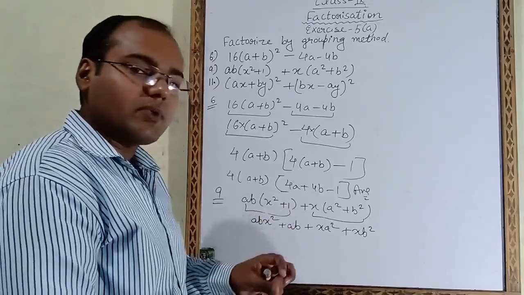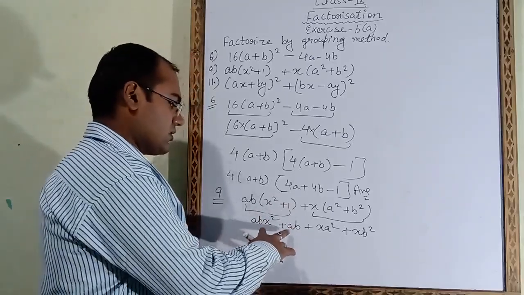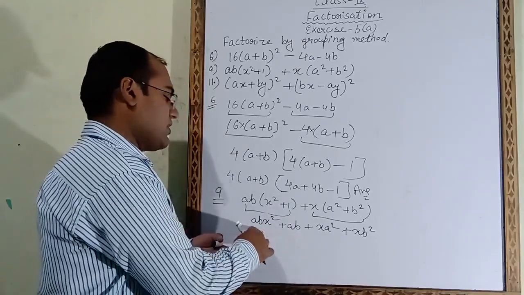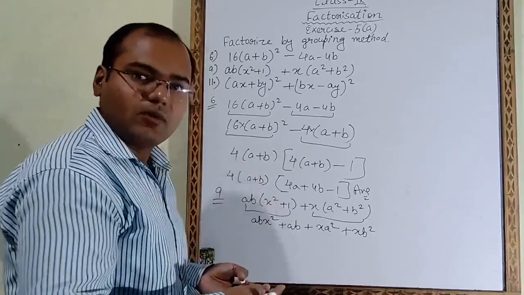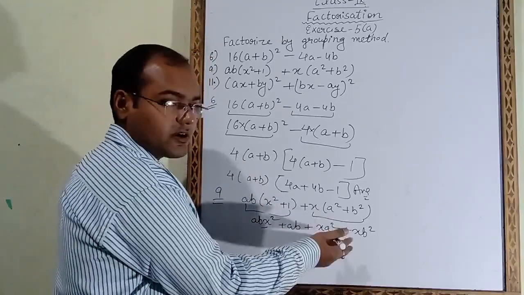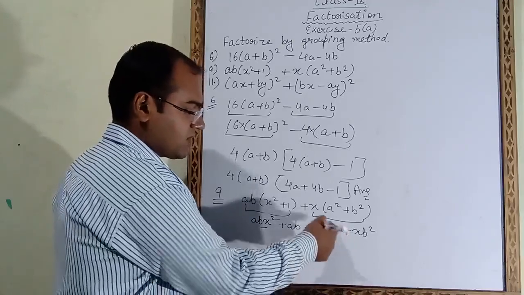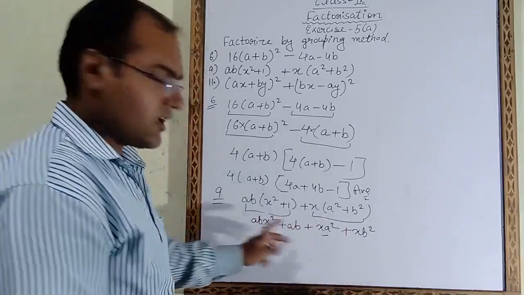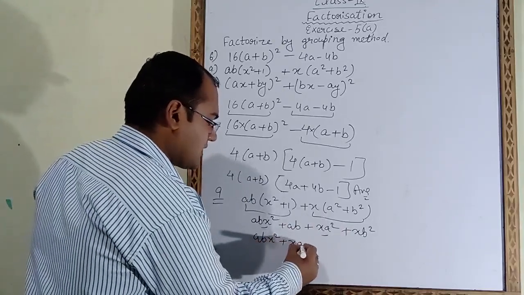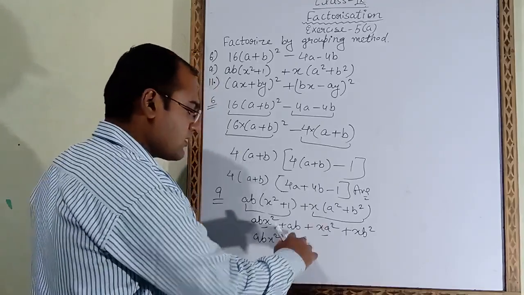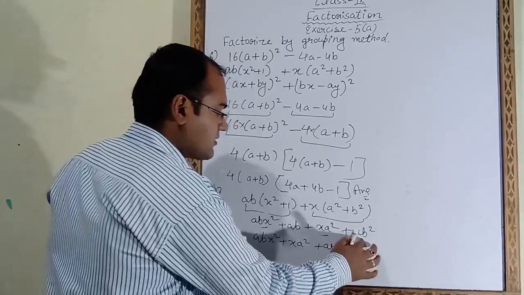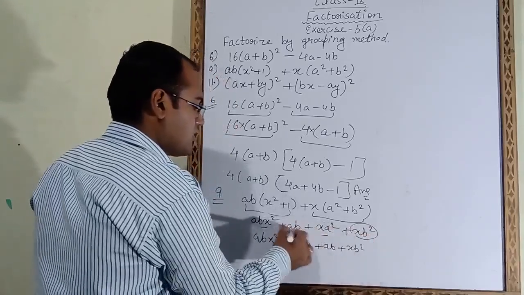Now what do we have to do? We have to make groups. These two terms came from here, so we will not group these two, because if we take common from these two, the same answer will come again. So it's better to make a group of this ab x square and some other term. Let's say we take this one. These two terms we take together: ab x square plus x a square. Now plus ab and plus x b square. These two terms we have to take together.